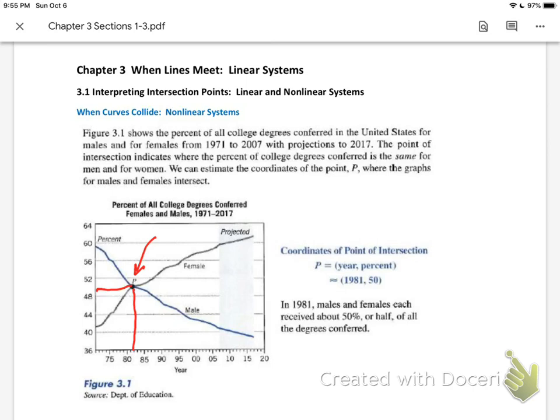Now look what happens after that year. There was a separation between females and males, and females are projected to graduate at a higher rate than males. So this is an interesting little tidbit, but it is a discussion point for nonlinear systems and finding the point at which they intersect. So prior to that intersection point, prior to 1981, the females were graduating at a lower rate than males. So that is your takeaway on that problem.